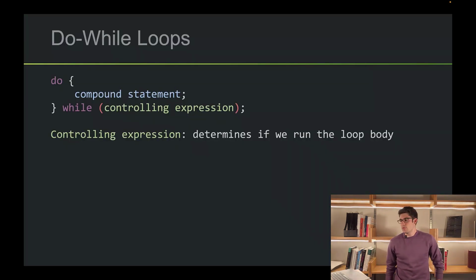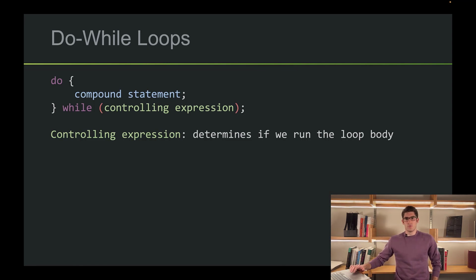Now let's continue with the remaining kinds of loops in C. First, we have the do while loop, and do while is exactly the same as the while loop, except the loop body executes at least 1 time. But as you can see, the syntax is a little bit different. To write a do while loop, you write the do keyword followed by the loop body, and then we follow the loop body with while, and then the controlling expression followed by a semicolon.